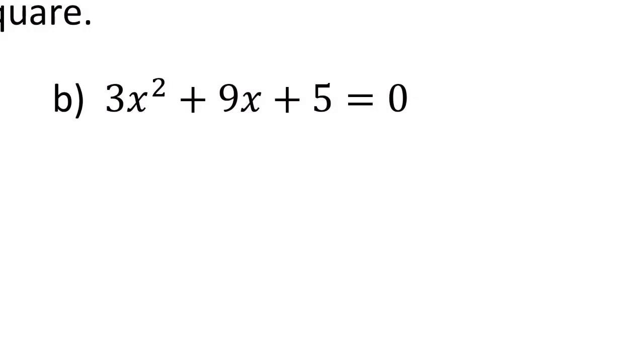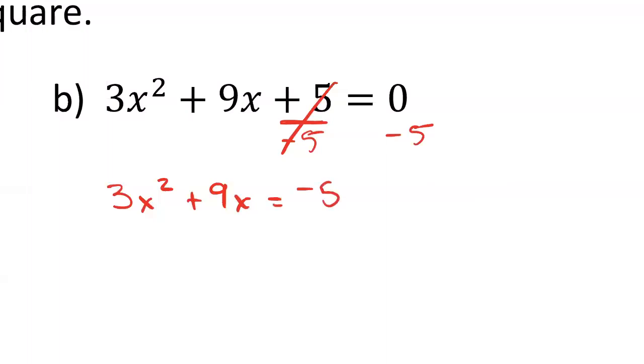So again, remember the first step is we need to have this constant on the other side of the equal sign. So I'm going to subtract 5 from both sides. Those will cancel. I'll be left with 3x squared plus 9x is equal to negative 5. Totally wrong color. Sorry about that. Actually, I'm going to fix that. Maybe fix that. There we go.